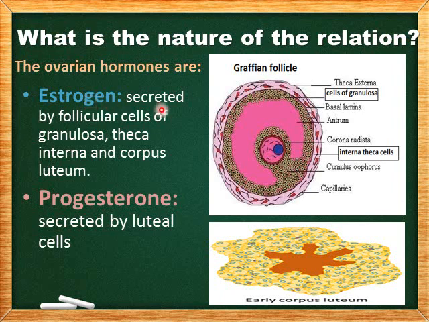The estrogen is secreted by the granulosa cells of the Graafian follicle and by the internal theca of the Graafian follicle. Also, it is secreted by the luteal cells. So, three origins for the secretion of the estrogen. However, the progesterone is secreted only by the corpus luteum, the luteal cells.